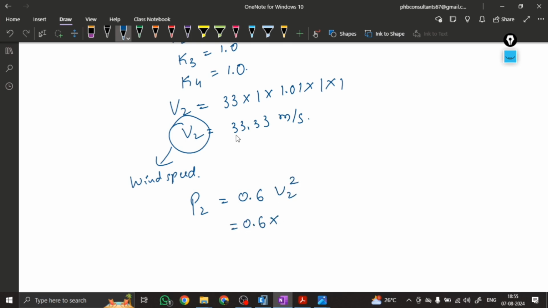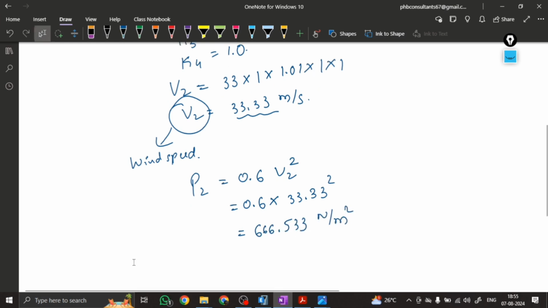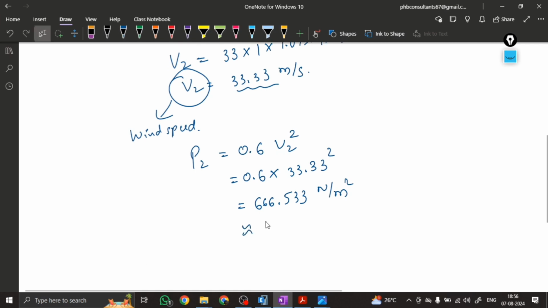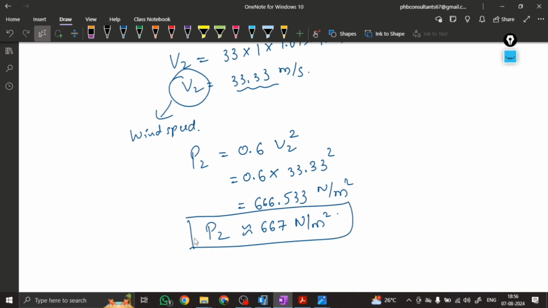0.6 Vz square means 0.6 times 33.33 square. Now what is the answer? 666.533 Newton per meter square, or we can just call it 667 Newton per meter square, the Pz value. Okay, now the rest we will see in the next session.